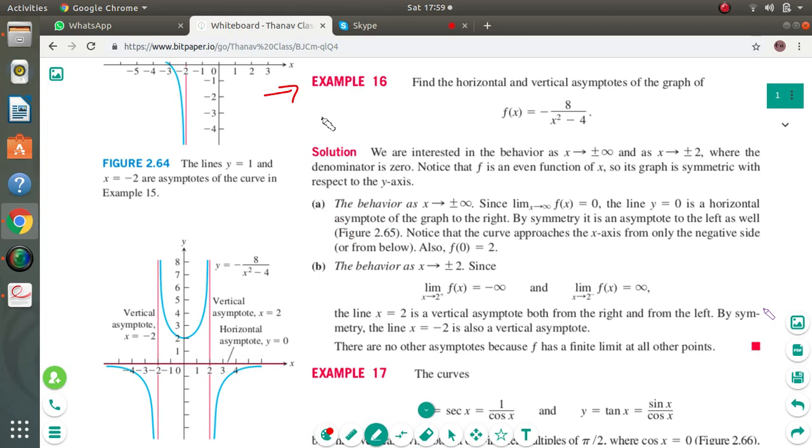Example 16 here we have now. f(x) equals minus 8 by x square minus 4. So here we have the complete solution for that. Now please go by the same method and just find out the asymptotes and draw the graph. Then the graph of 8 by x square. So I'll just push it to the side. One second.